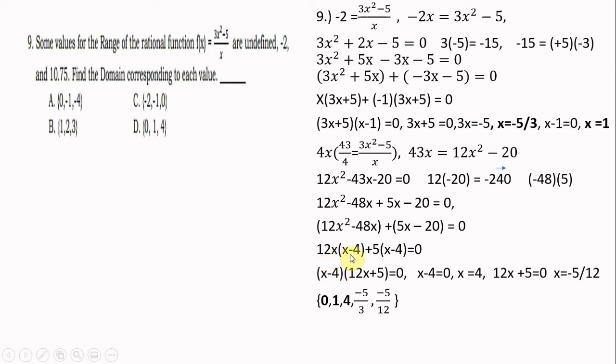So the first term divided by x minus 4 gives 12x, and the second term divided by x minus 4 gives positive 5. Equate this one to 0. That's x minus 4 equal to 0, so x is equal to positive 4.